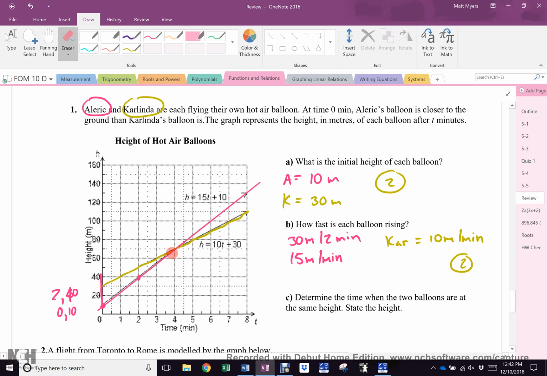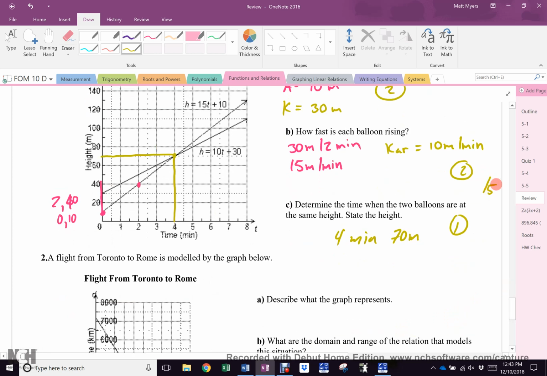When are the balloons at the same height? 4 minutes, where the lines cross. Because at input of 4, they are both at the output of 70. 4 minutes, and they are at 70 meters for 1 mark there, making that question out of 5. Any questions about that question? Good.